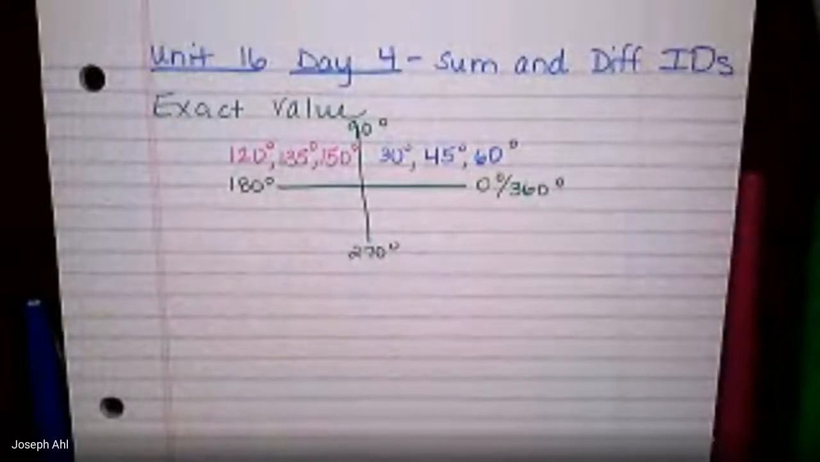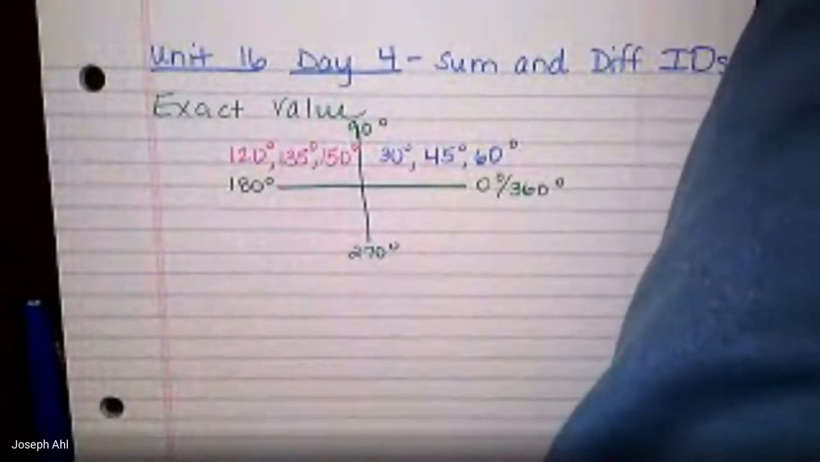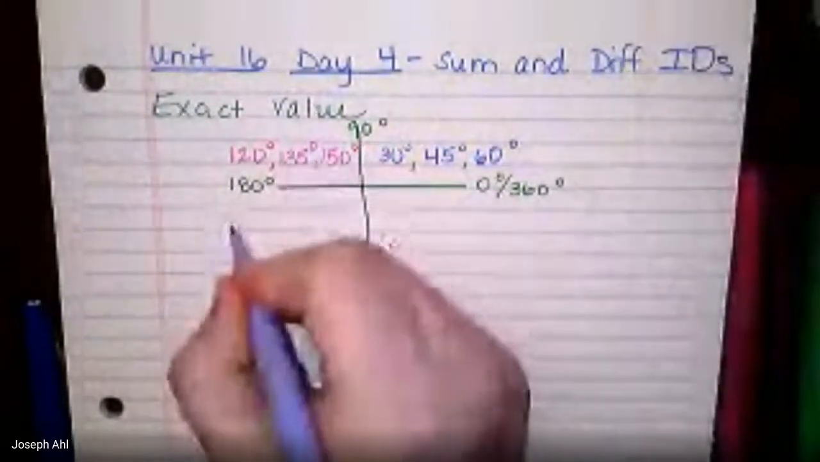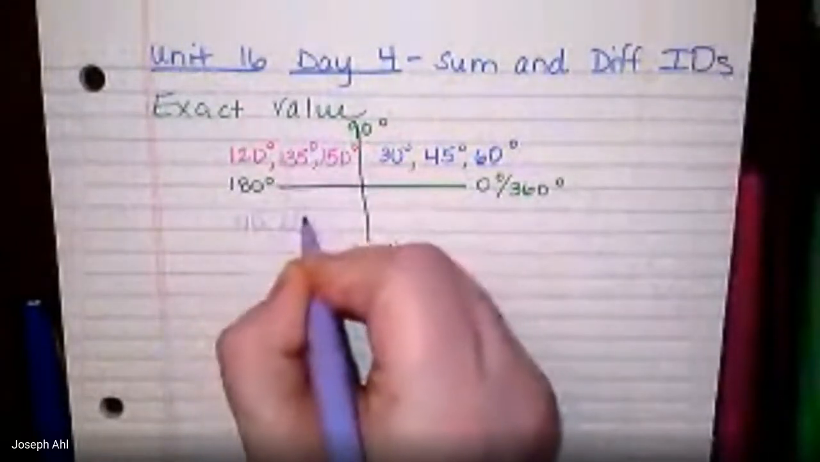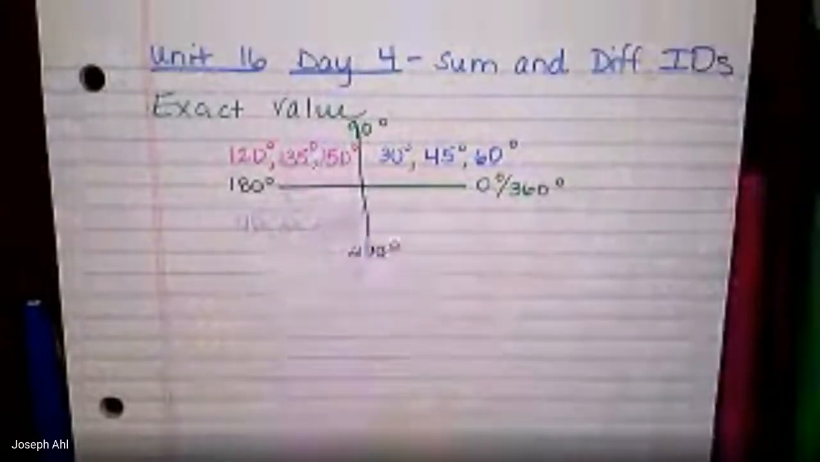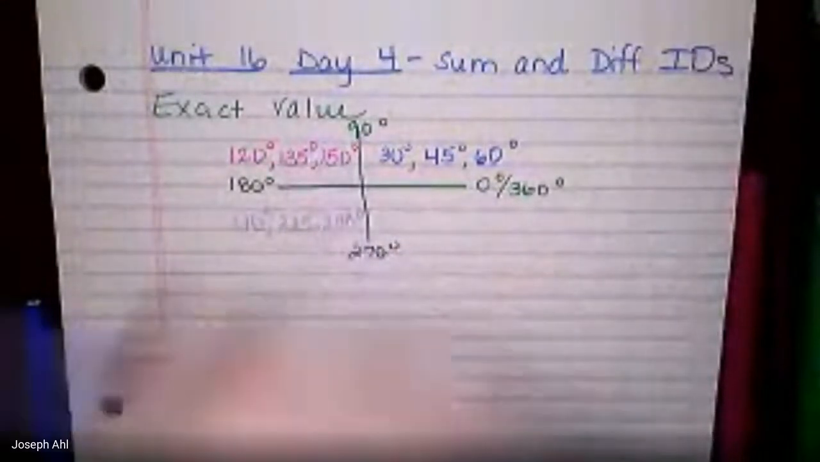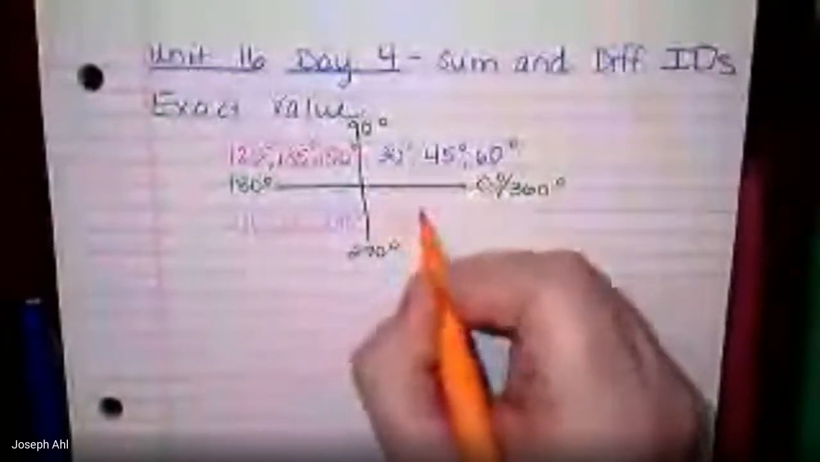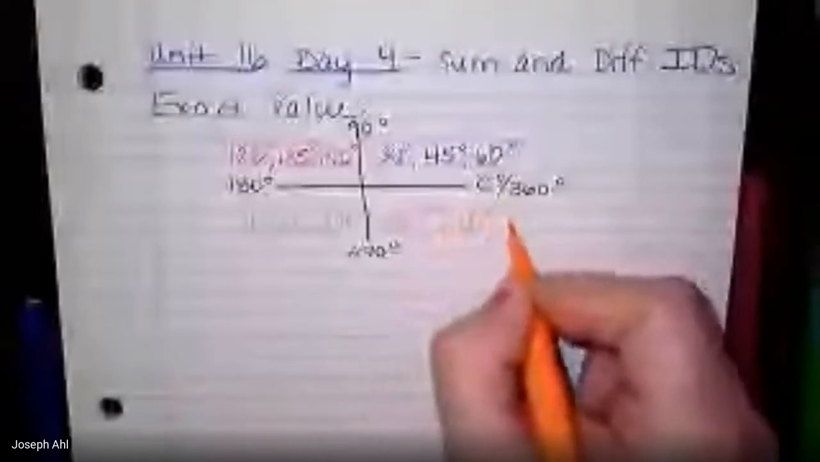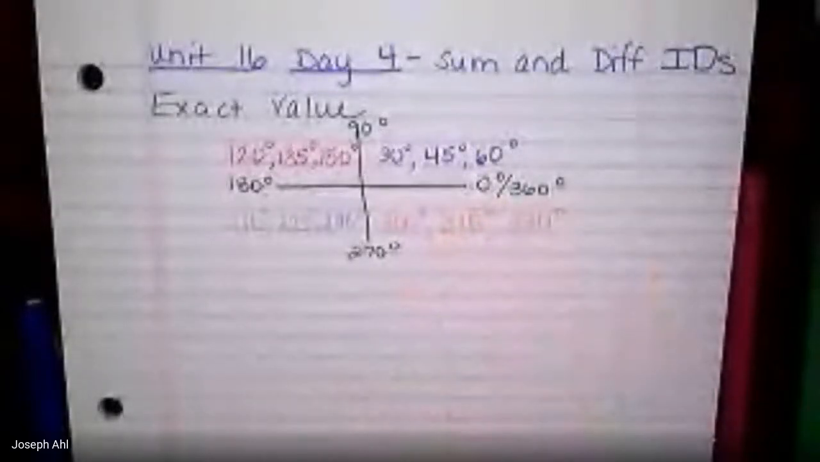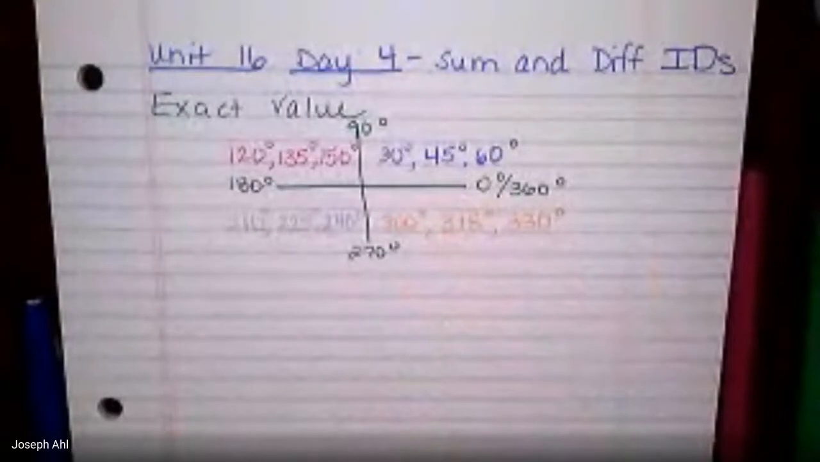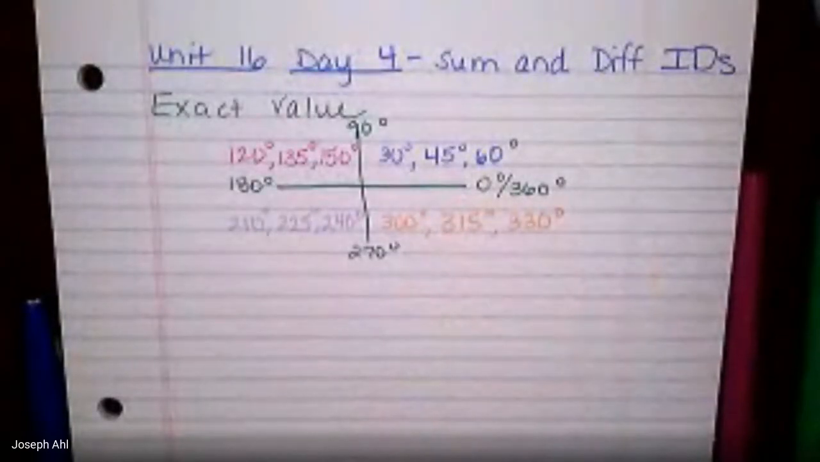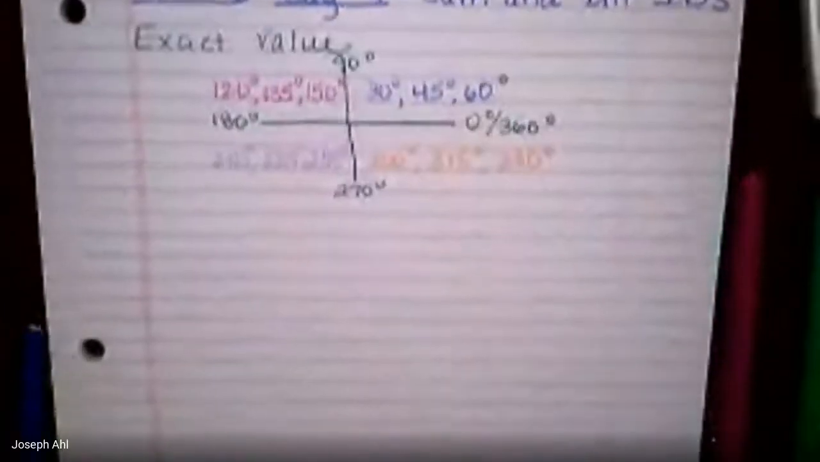If I were in quadrant 3, for example, we know that we can do the exact value of something like 210, 225, and then 240 would all be some quadrant 3 angles. I don't know if you guys can see that purple color. Those have references, right, of 30, 45, and 60. And finally, quadrant 4, the special angles would be 300, 315, and 330. So we actually know the exact value for a lot of different angles from 0 to 360. And I'll tell you, we can even accomplish more than just those by using some sum and difference identities.